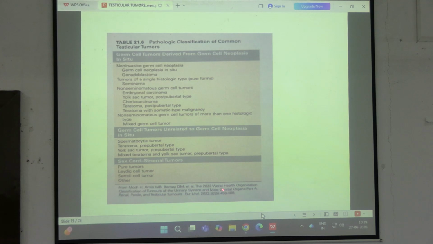Okay, again, sex-cord stromal tumors, they can also be pure tumors or they can be mixed tumors, or they can be mixed germ cell and sex-cord stromal tumors. What are the sex-cord stromal tumors? We have already discussed. Leydig cell and Sertoli cell tumors.